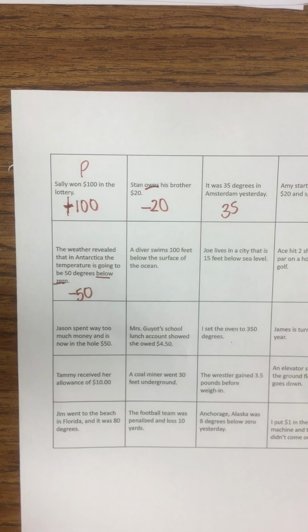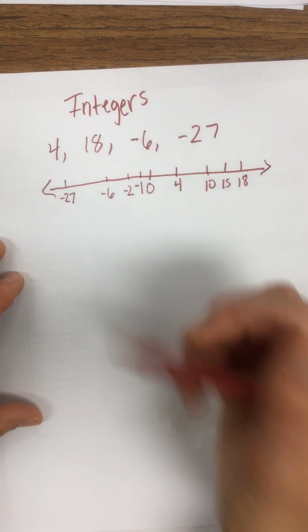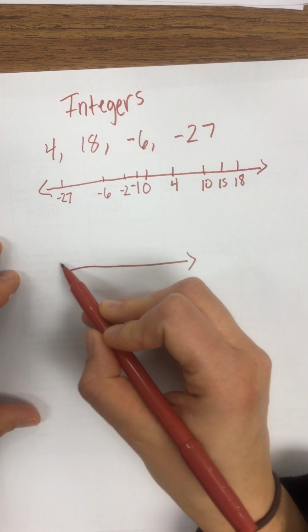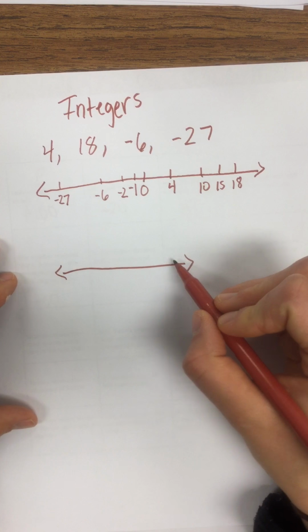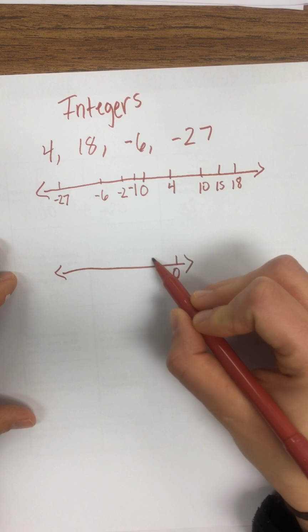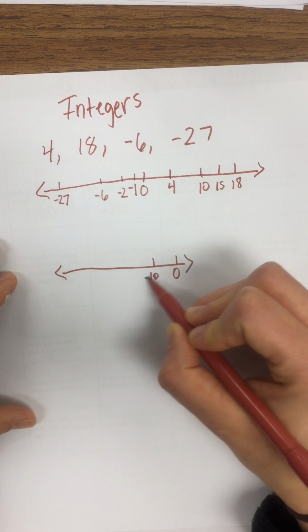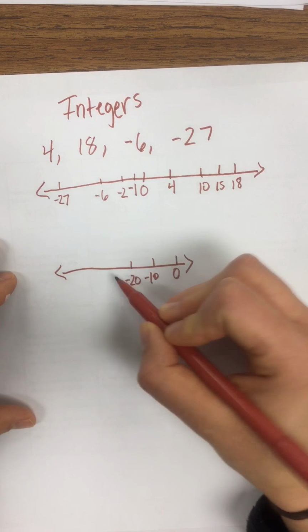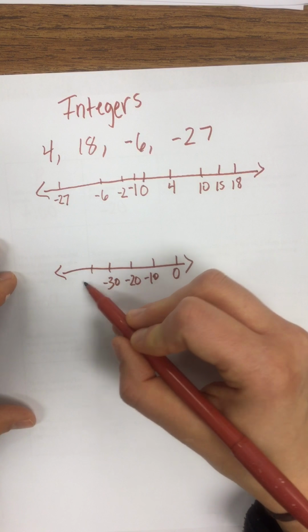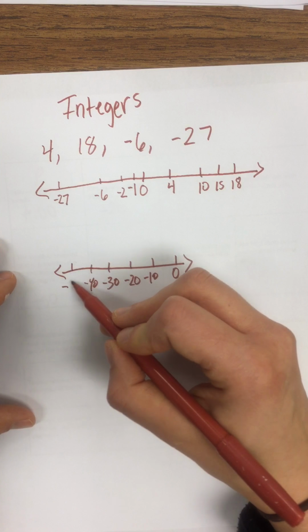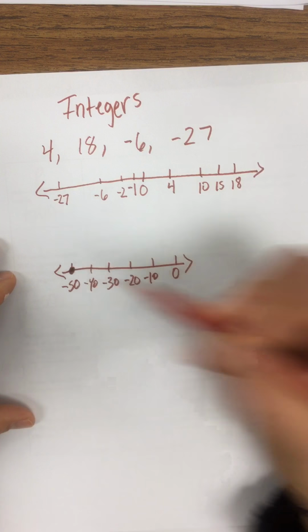Now, if I want to graph one of those, like let's say I want to graph negative 50 degrees. Set up my number line. You don't necessarily have to put 0 in the middle. I could put 0 here, and I could count by tens, negative 10. It's really important that you put that negative sign in front. Negative 40, negative 50, and it's right there.